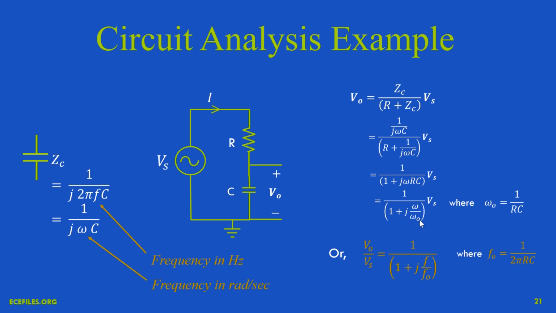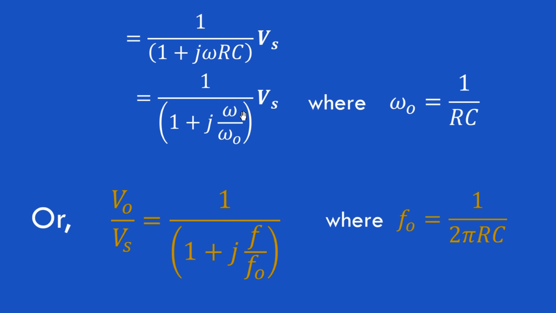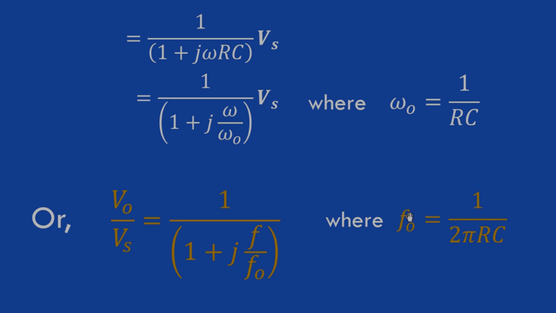I've defined a new thing now called omega naught, which is the so-called corner frequency. The expression for it is over here on the right. Omega naught is 1 over RC in radians per second. If we were doing this in hertz, which is what the bottom expression is, it would be 1 over 2 pi RC. So to go from this expression with omega in it to this expression with f in hertz in it, I just used these two expressions over here. I'll let you work through the algebra of that if you want.